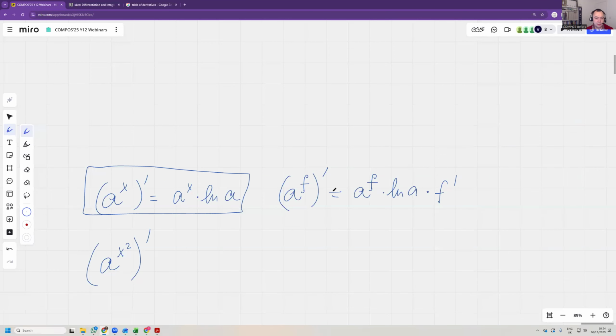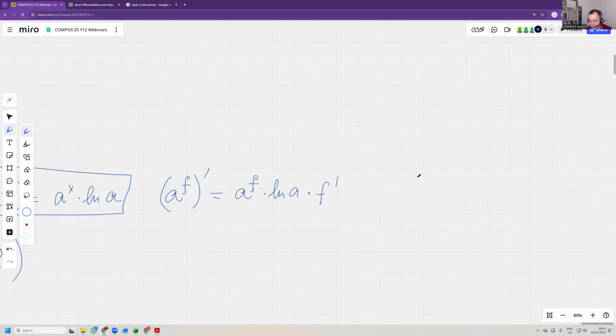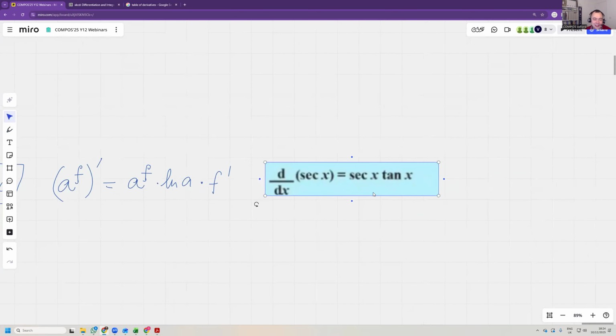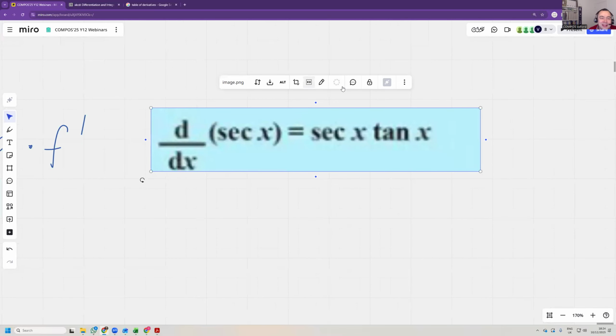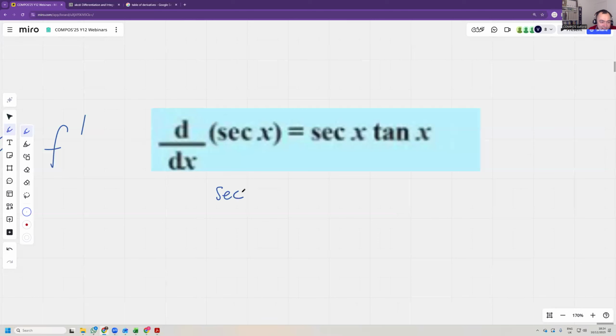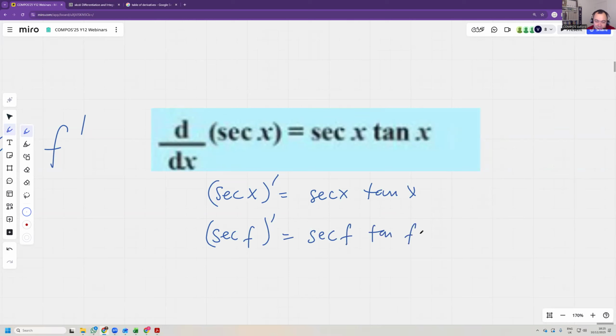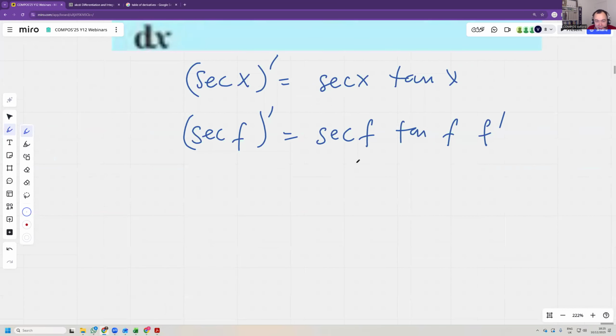You don't have to know it, but yeah. So this is a sort of exotic derivative, right? It says that sec x dash is sec x tan x. Now replace x with an f. So sec f dash is sec f tan f times f dash. So literally, I can differentiate anything I want.